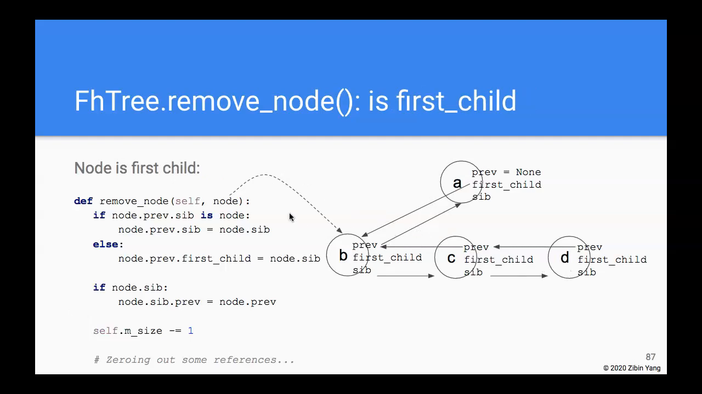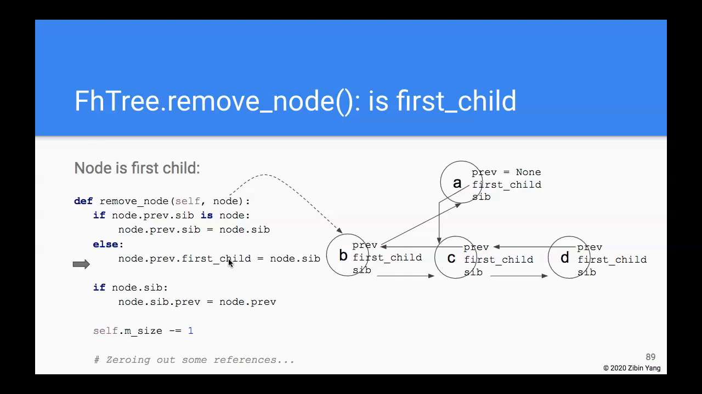Now let's look at a case where we're trying to remove a node and its previous pointer is pointing to a parent. So for node B here, the previous pointer is pointing to node A, which is the parent of B. When we do this check, node B's previous sibling, well, in this case it's the root node, so the sibling here is none. None is definitely not node B itself, so this is going to be false.